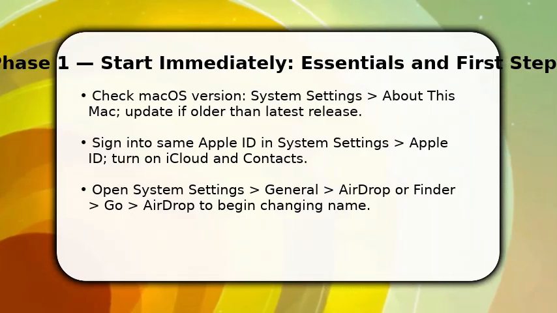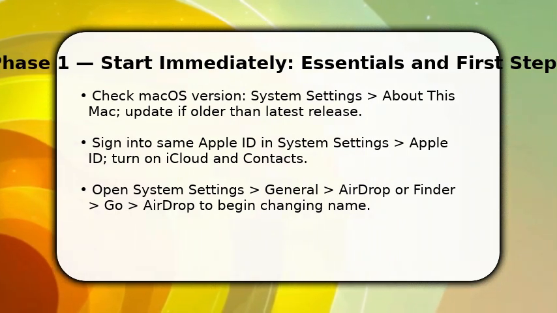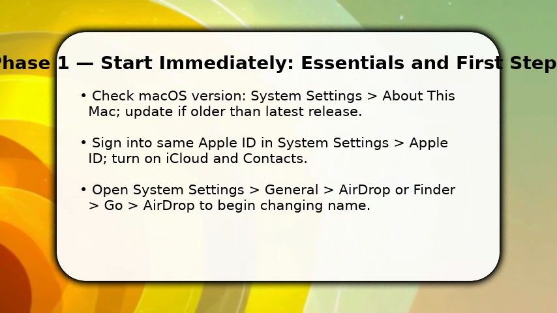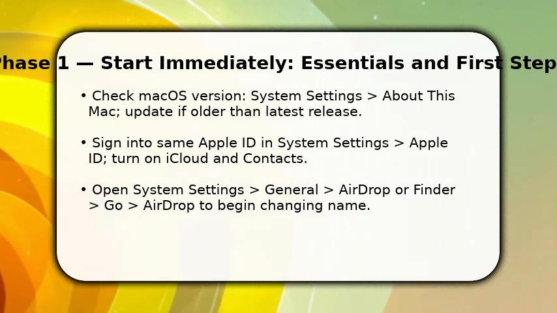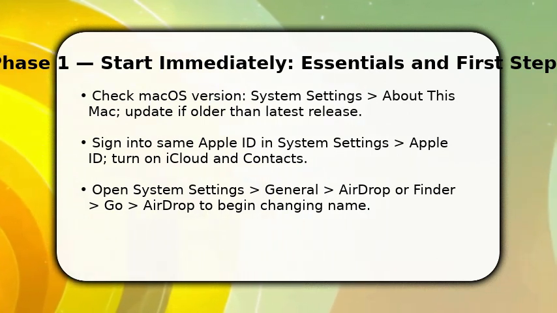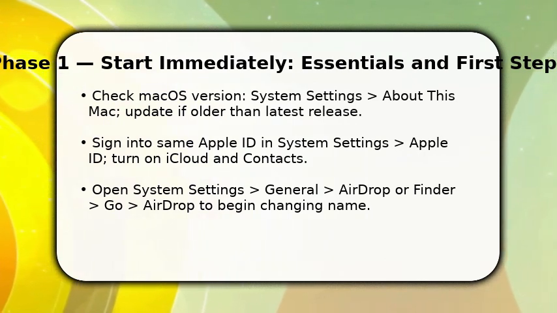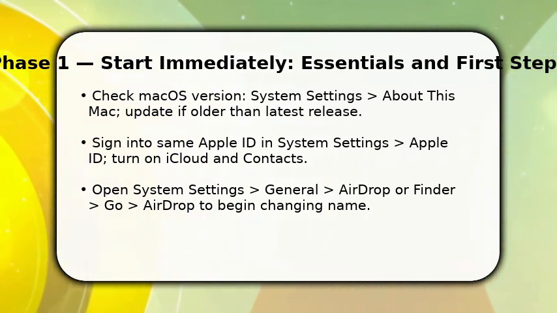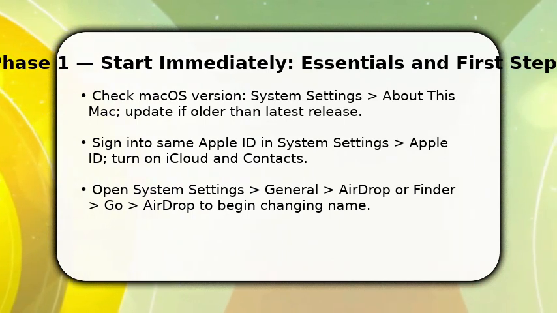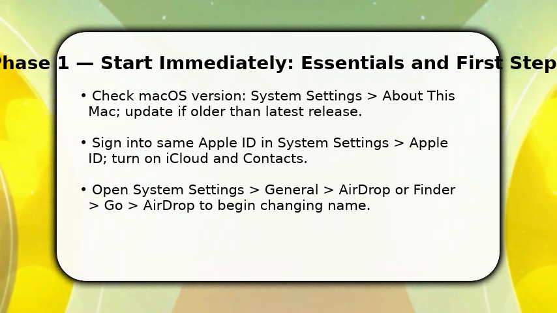You start by confirming basics that let AirDrop show your Mac correctly. First, check System Settings, About This Mac, for updates. An outdated macOS can hide options. Next, make sure you're signed into Apple ID and iCloud. AirDrop uses that identity. Once done, open System Settings, then General and select AirDrop, or open Finder and choose Go, AirDrop. This puts you at the control panel where you'll change the visible name.